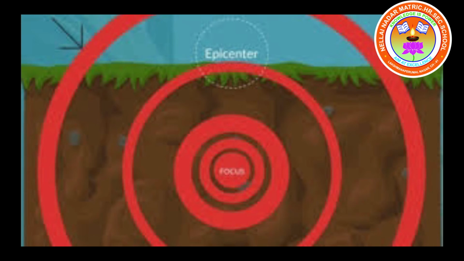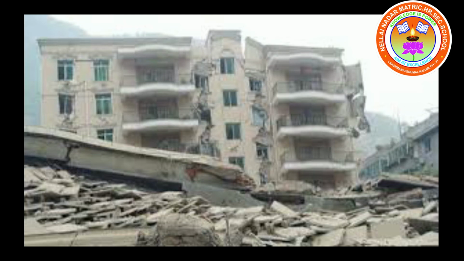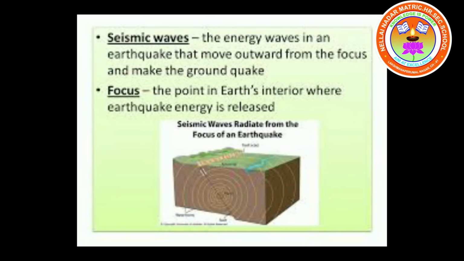Okay? The next is about the seismic waves. Here in the picture, the example of an earthquake affected area, how the building is. Here in the road, the starting of the earthquakes. The next is about the seismic waves. What are seismic waves? The energy waves in an earthquake that move outward from the focus and make the ground quake. The focus is the point in earth's interior where earthquake energy is released. Already I explained in the beginning the epicenter and the focus. What is focus? The point in the earth's interior where earthquake energy is released. In the picture also it is given very clearly, children, the seismic waves radiating from the focus of an earthquake.